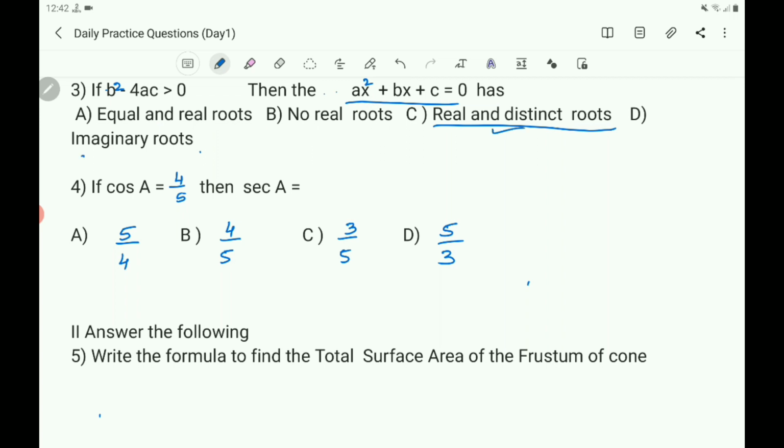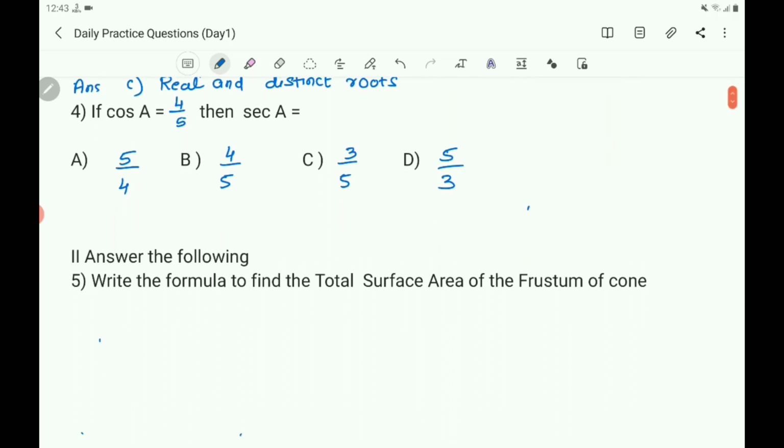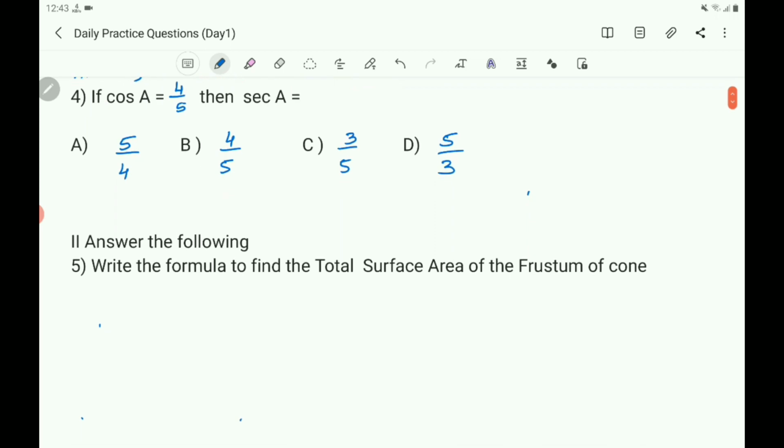So what is the answer here? Answer, you write the answer: C, roots are real and distinct roots. Real and distinct roots.